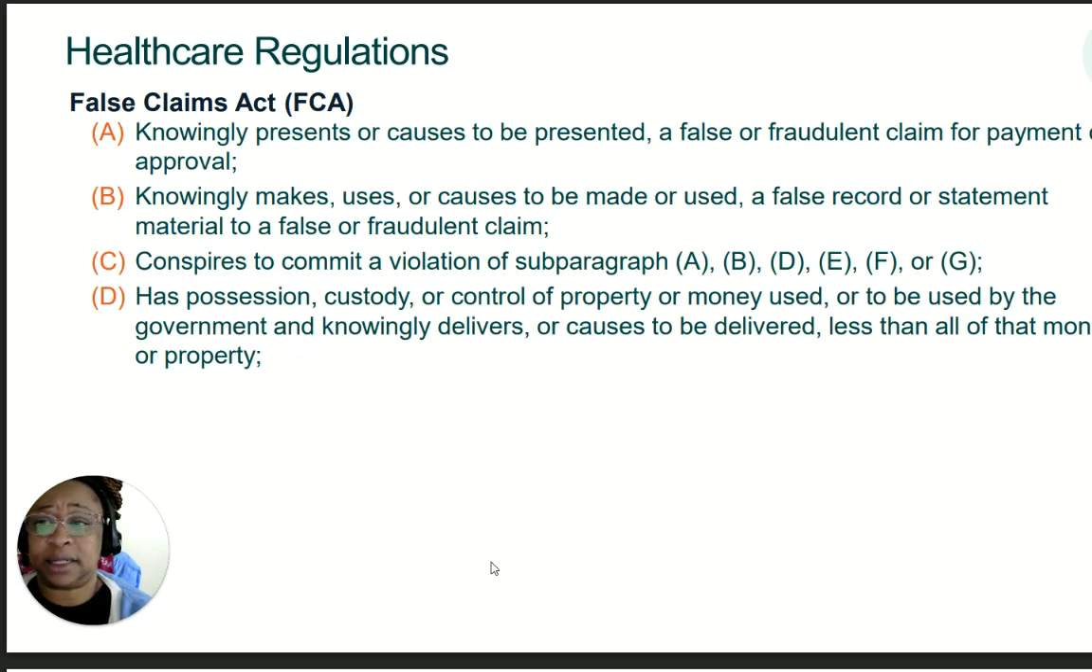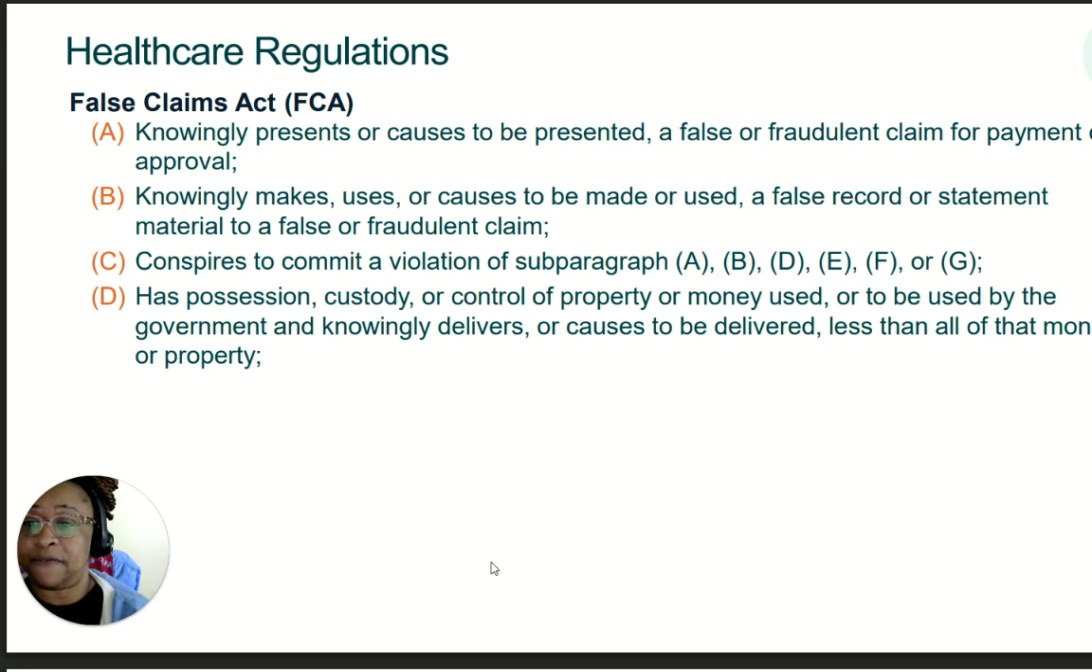False Claims Act, FCA. Number 1, knowingly presents or causes to be presented a false or fraudulent claim for payment and approval. Knowingly makes, uses, or causes to be made or used a false record or statement material to a false or fraudulent claim.